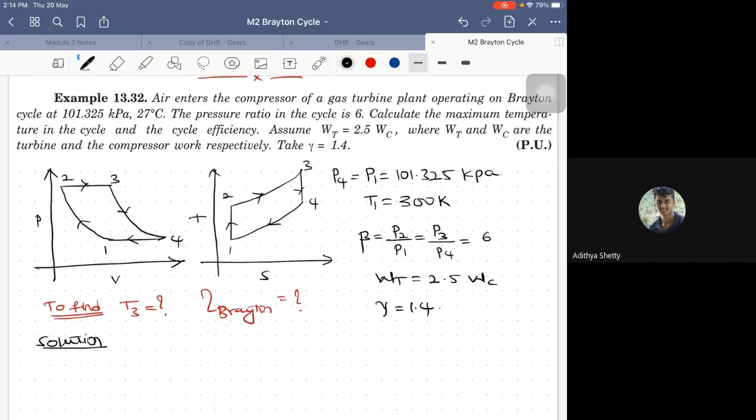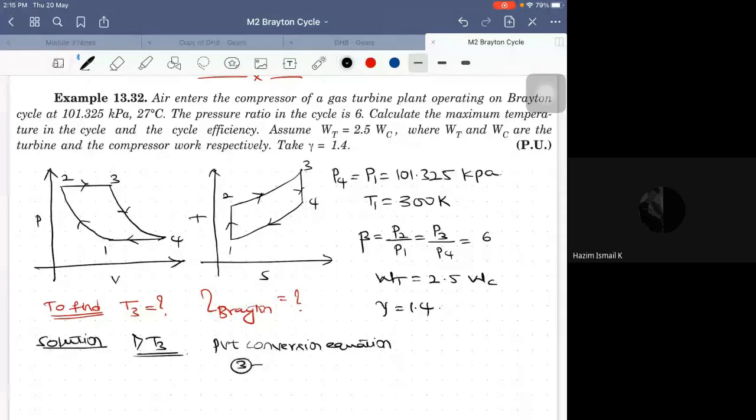Okay, so how to proceed with the problem? Can I find out T3? First question is, you have to find out the value of T3. So how do I find the value of T3? PVT conversion equation I will use. For 3 to 4, which is adiabatic expansion.